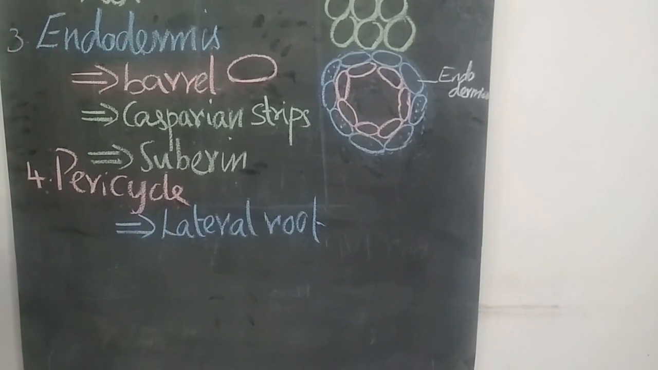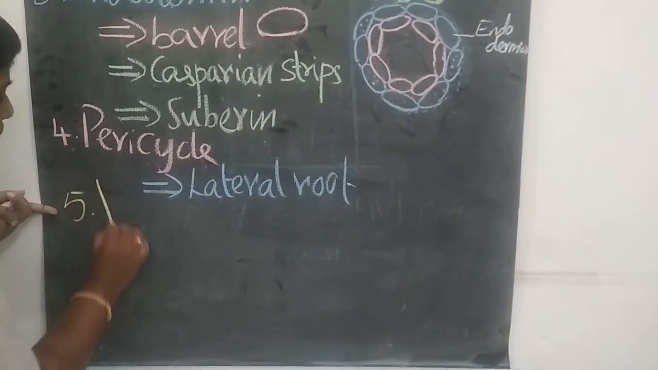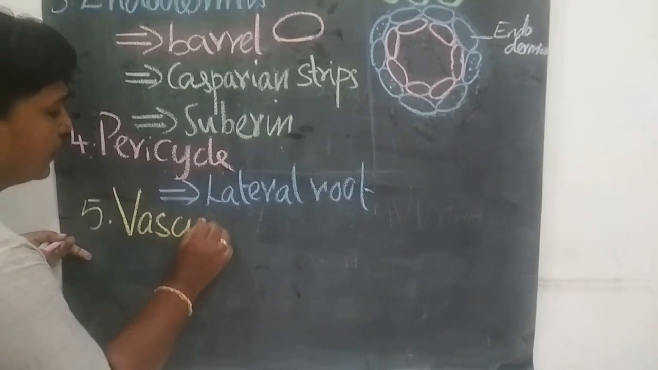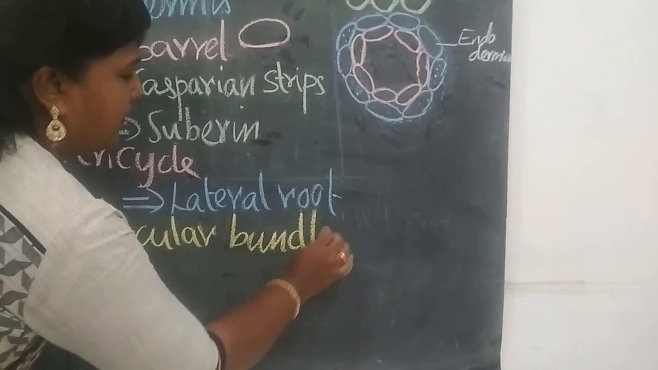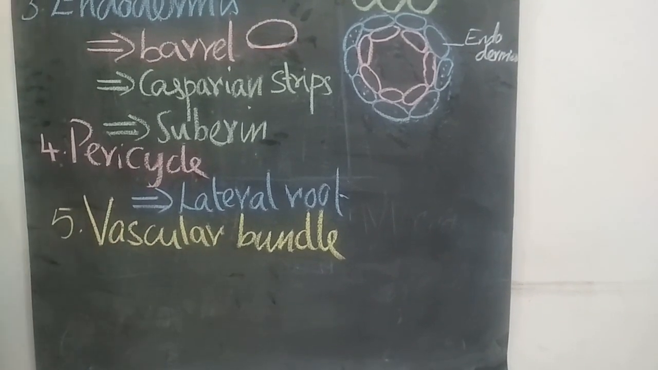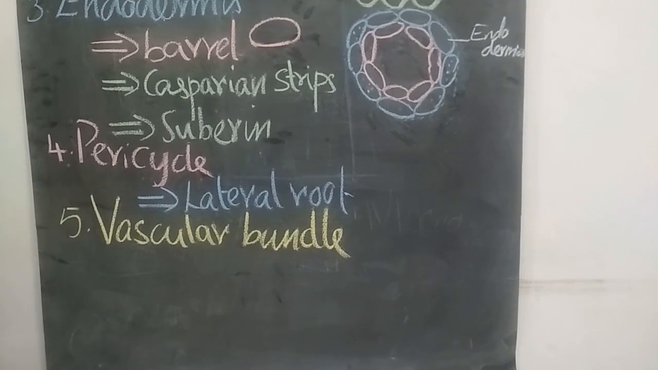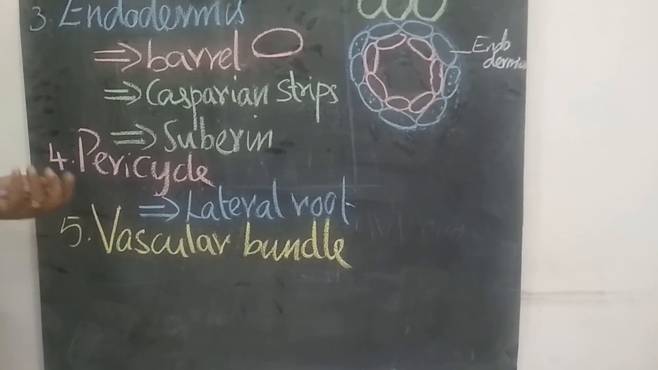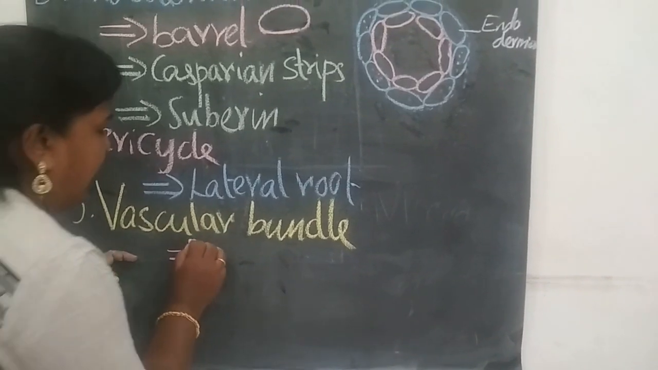And the next one is vascular bundle. We know that the vascular bundle is formed of xylem and phloem. So when you are taking the vascular bundle, it is formed of radii.